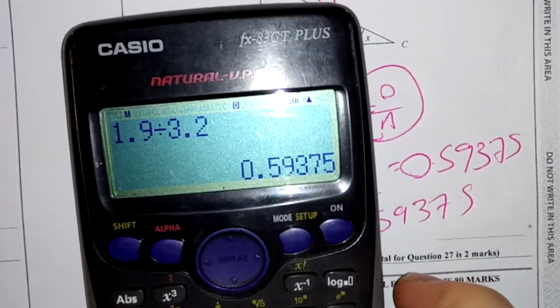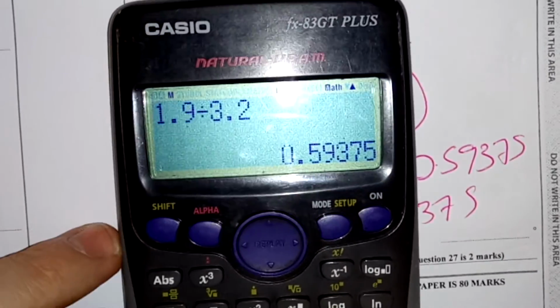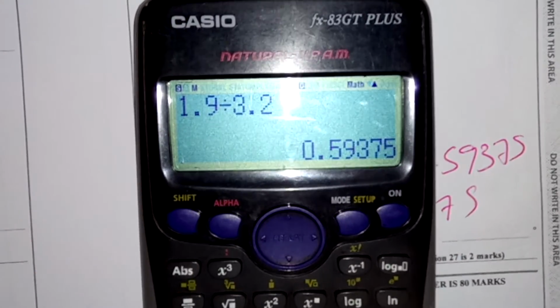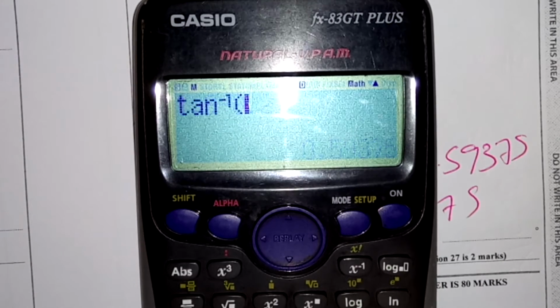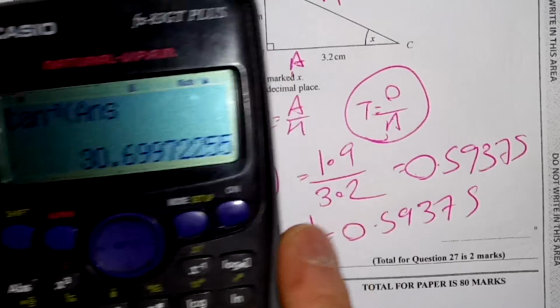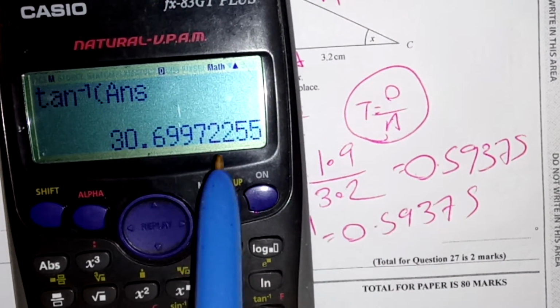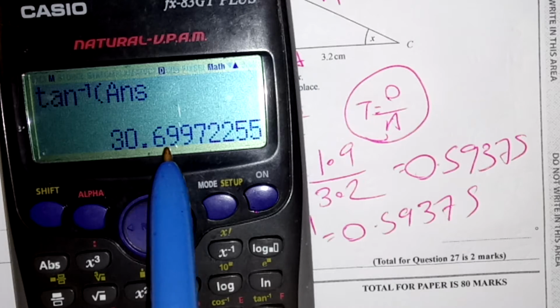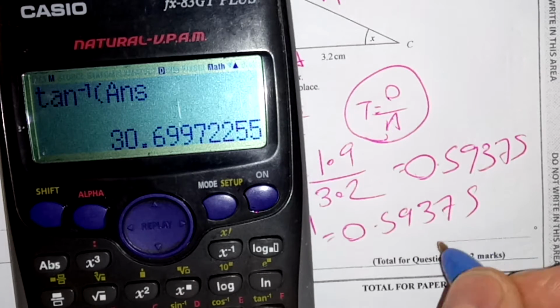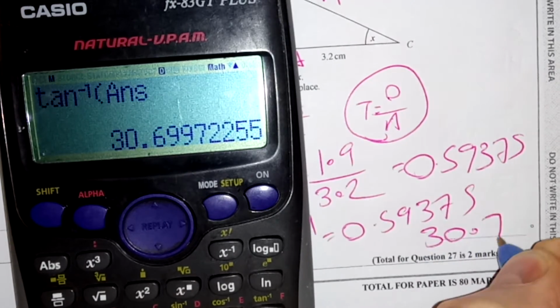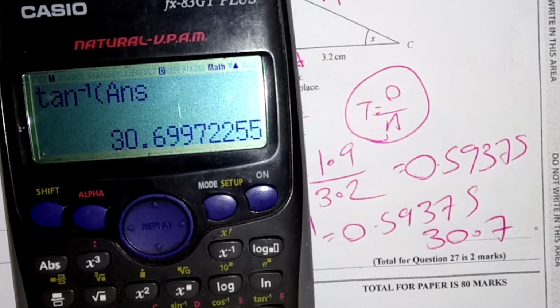0.59375. I use the actual result that's in my calculator, and to get my tan on this calculator, I have to press shift and then tan, okay, of my answer, which equals 30.699. It asks for 1 decimal place, so it's going to be 30.6. This 9 pushes it up to make it 30.7. Okay, degrees is already there, so I don't need to do it.